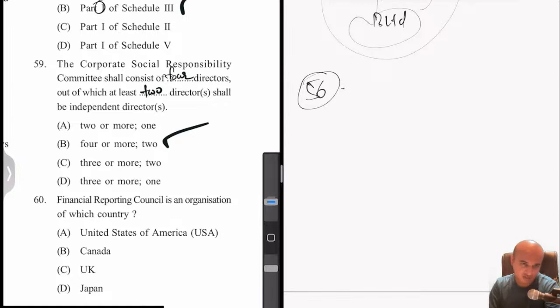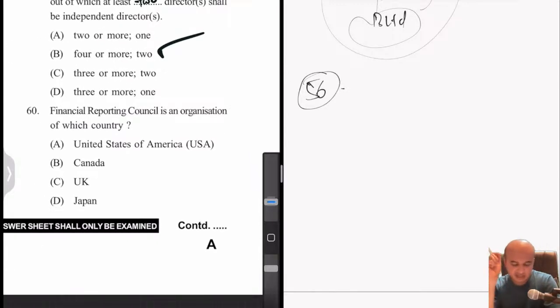Let's move on to the next one. Question number 60, again a theory question. Financial Reporting Council is an organization of which country? UK. That's all, nothing much.